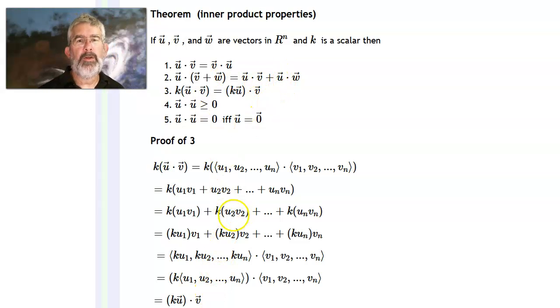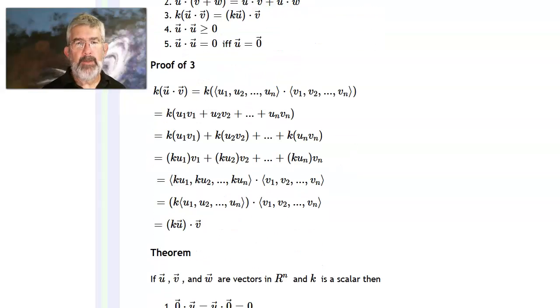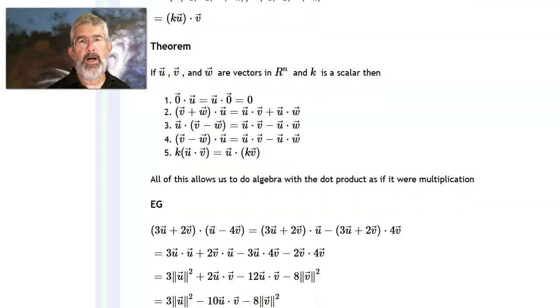You just write out each one and see that you get the same thing on each side. Write it in terms of the components of the vector and see that the left-hand side is equal to the right-hand side when you do both calculations. Okay. Now, next theorem is just more properties.